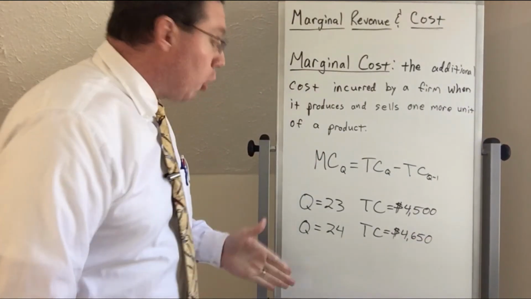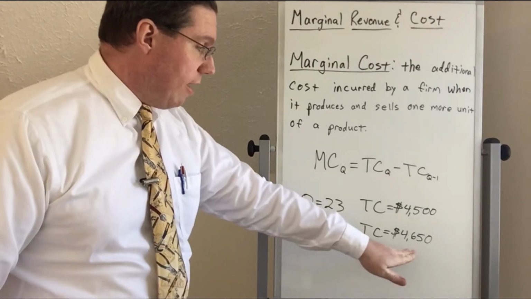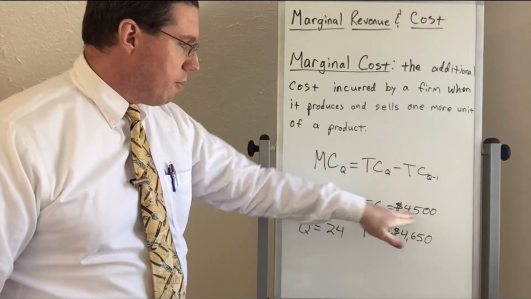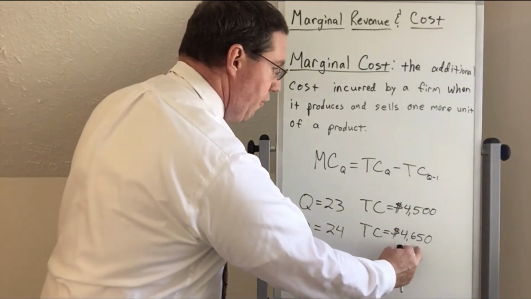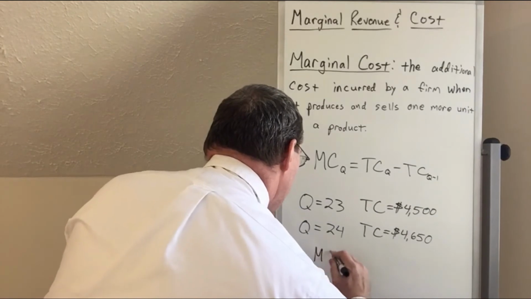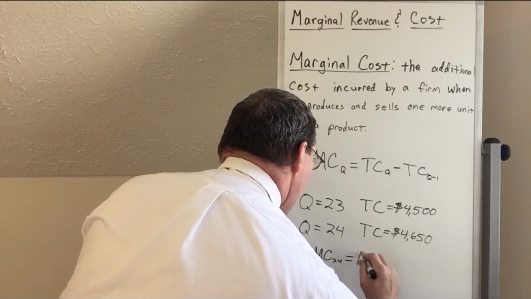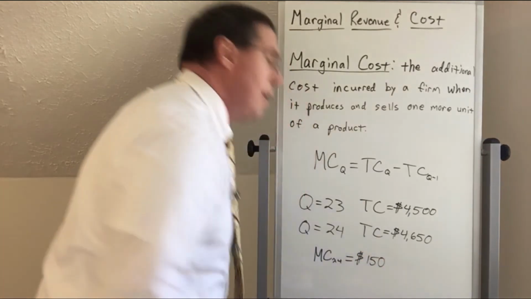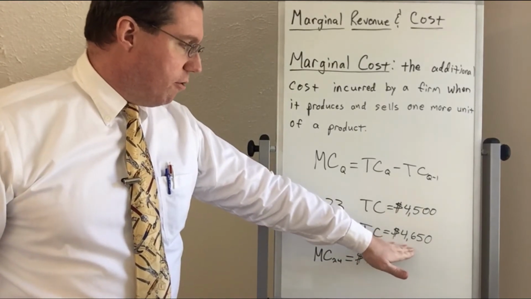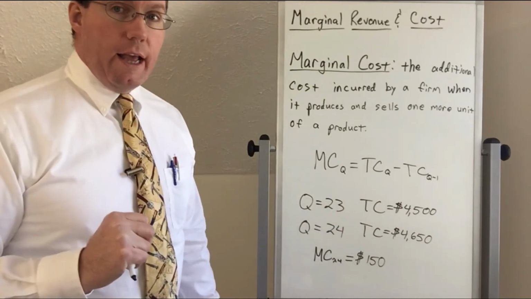So if you want to know the marginal cost of the 24th unit, all you have to do is take the total cost from the 24th unit and subtract away the total cost from the 23rd unit. And $4,650 minus $4,500 is $150. Therefore, the marginal cost of the 24th unit is equal to $150. It is the increase, it is the added money onto total cost. It is the increase in total cost as you go from one quantity up to one quantity higher, Q plus 1, okay?